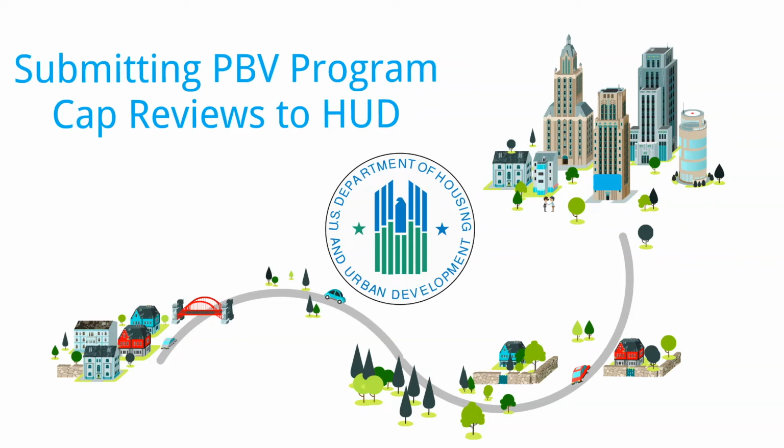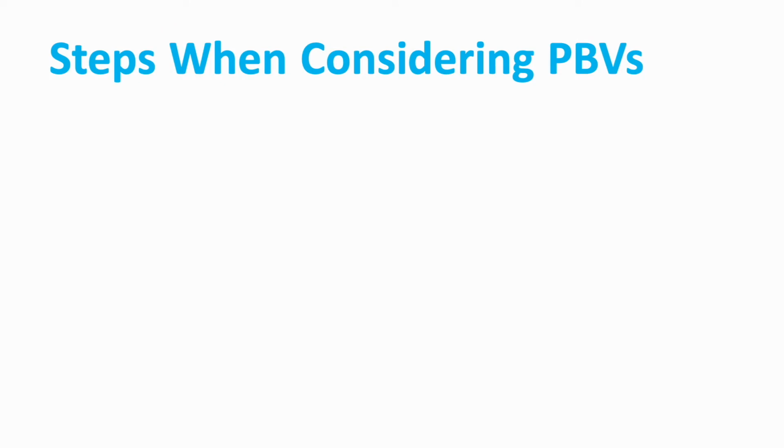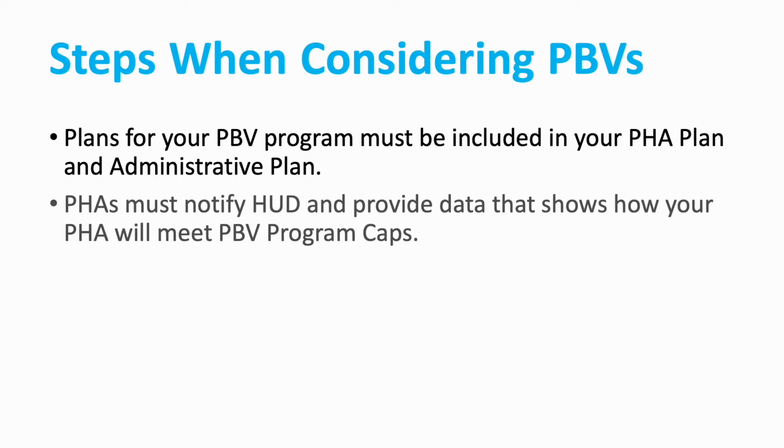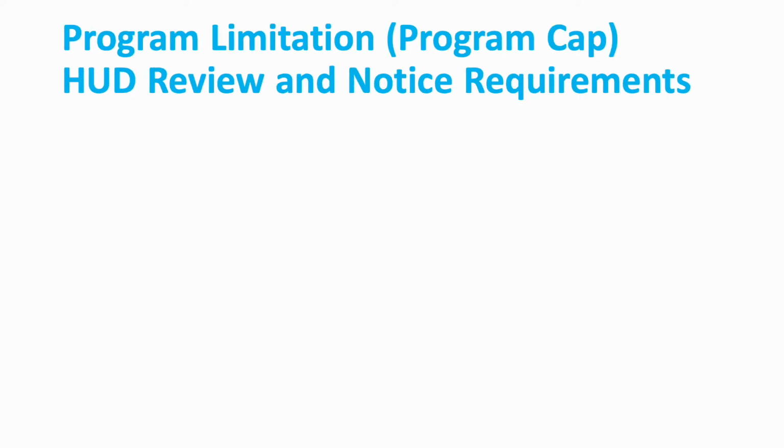This video will discuss the process of submitting PBV program cap reviews to HUD. When a PHA decides to implement a PBV program, there are several steps they must take to notify HUD. The first step is to ensure that plans for your PBV program are included in your PHA plan and administrative plan. Then you will need to notify HUD and provide data that shows how your PHA will meet PBV program caps. There are two ways to notify HUD.